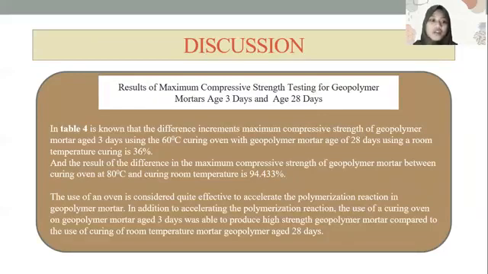The use of an oven is considered quite effective to accelerate the polymerization reaction in geopolymer mortar. In addition to accelerating the polymerization reaction, the use of a curing oven on geopolymer mortar aged 3 days was able to produce high-strength geopolymer mortar compared to the use of room temperature curing of geopolymer mortar aged 28 days.